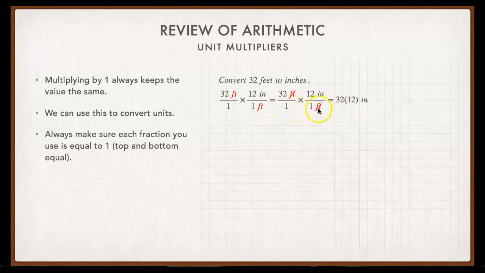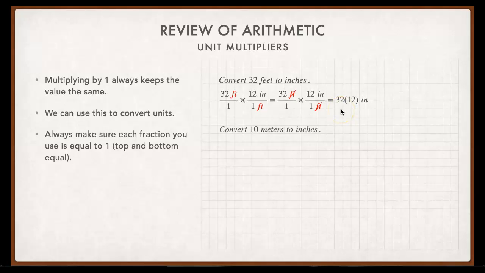Then when we multiply, these units will actually cancel out. We have feet on the top and feet on the bottom, and we'll cancel those out, and we're left with 32 times 12 inches. Notice the inches stay there. They didn't get canceled out. And we're just ignoring the 1 times 1 on the bottom, because anything over 1, we can just ignore the over 1 on the bottom.